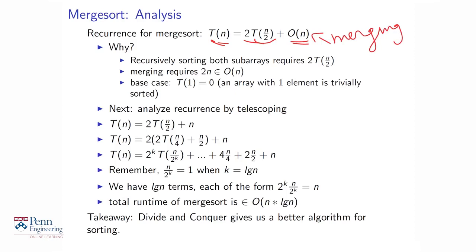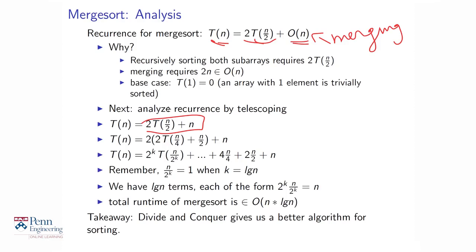So that's explained here. And then when we are down to an array of size 1, it's already sorted. There's no work to be done. So T of 1 is equal to 0. And so we can analyze this recurrence relation using the telescoping idea, which basically just means replace T of n by its recurrence, and then within that replace T of n over 2 by its recurrence relation and so on. Keep repeating this until we get down to T of 1, which we know what it is.